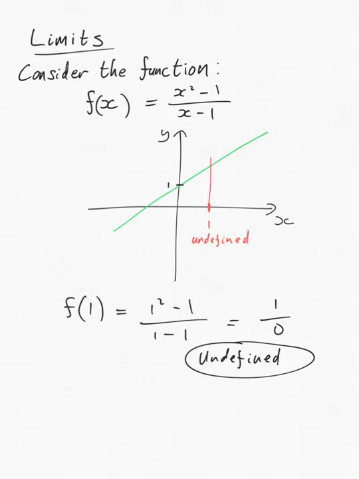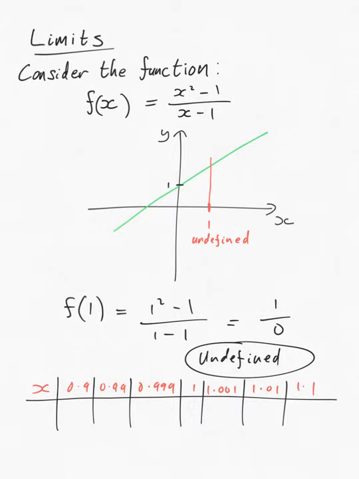But if I look at some points close to this undefined point, the function seems well behaved. I can pick some x values really close, getting closer and closer to 1, and I can work out what the y values are. And we can see as x gets closer and closer to 1, y seems to get closer and closer to 2. And of course at x equals 1 I've left the box blank because it's undefined there.